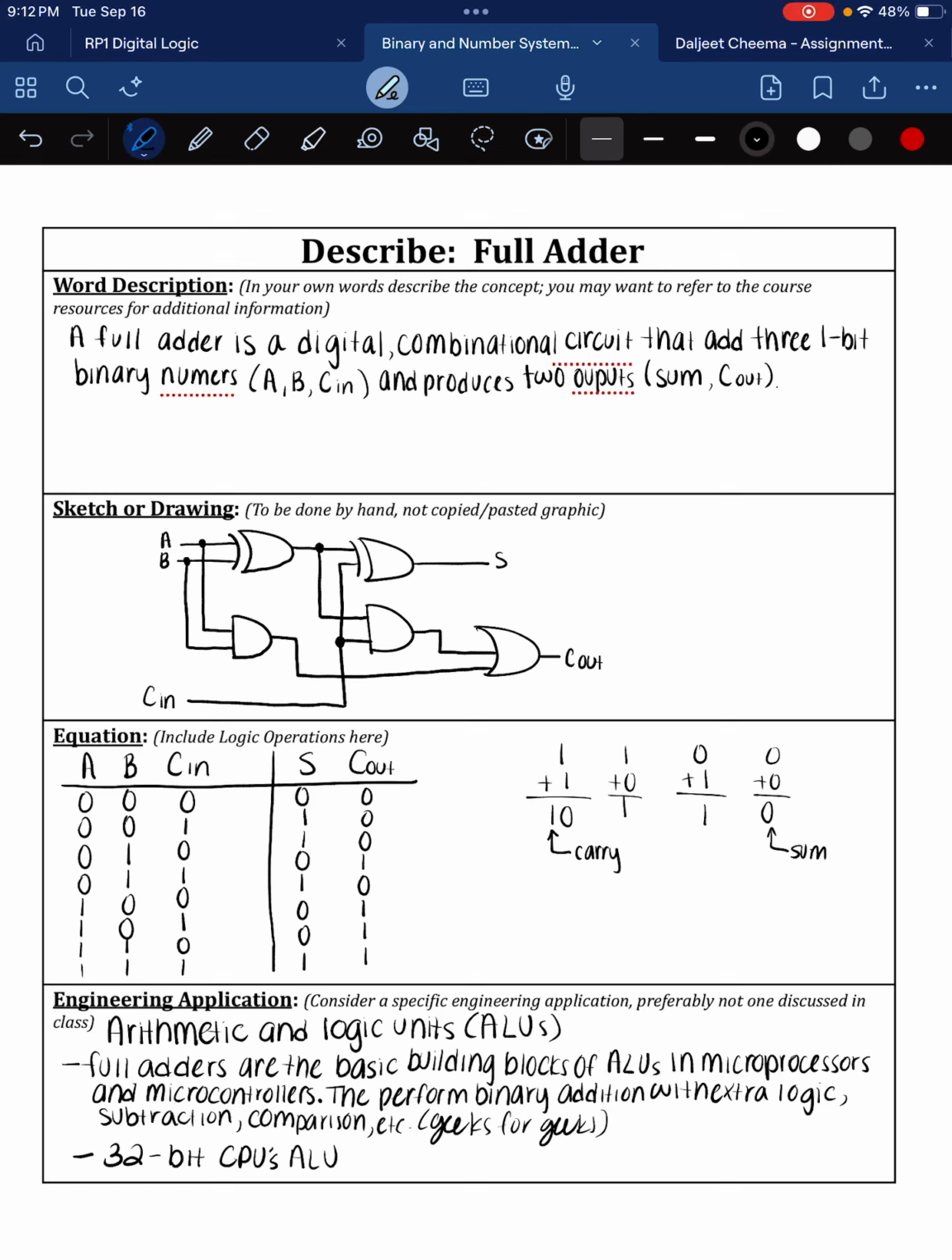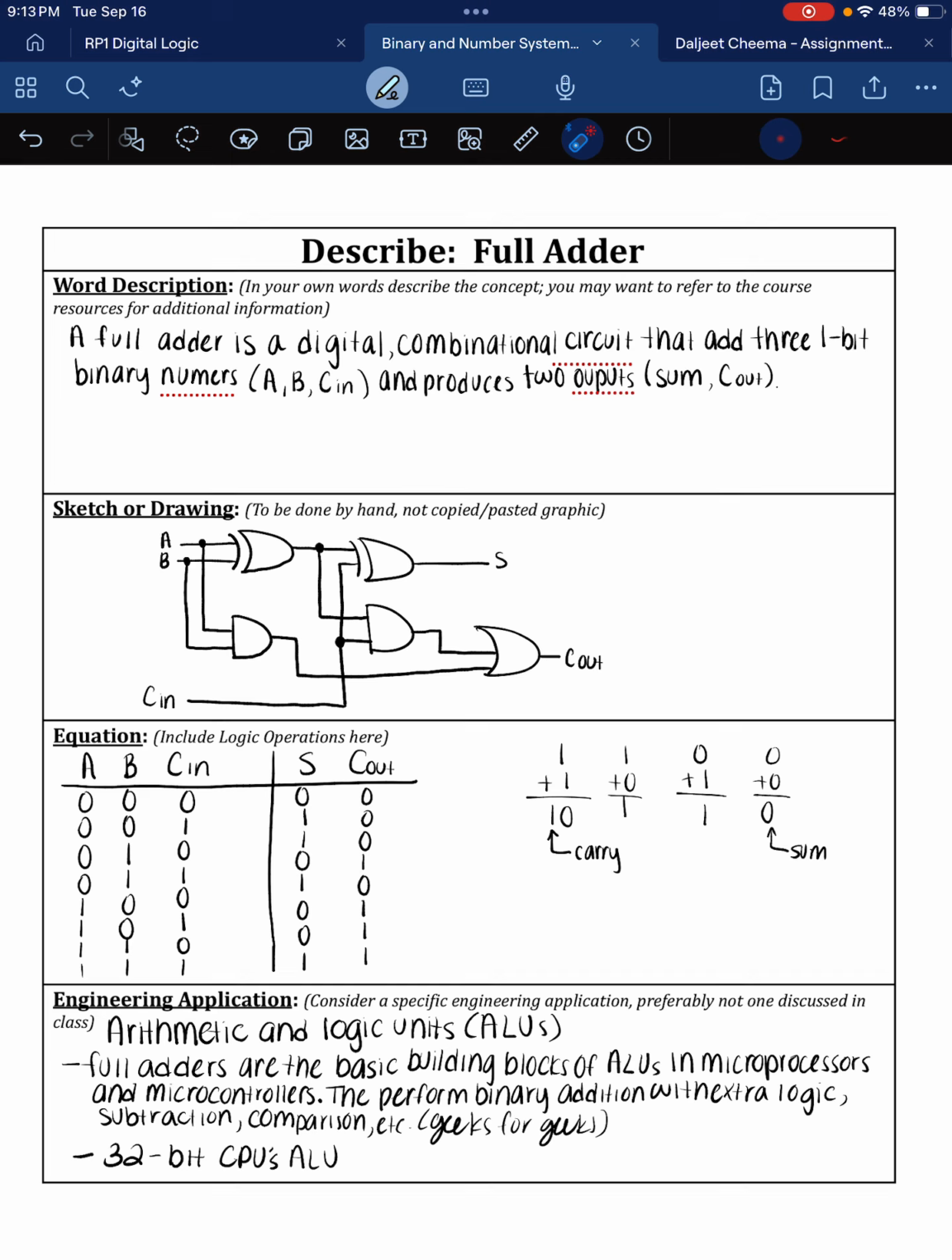Okay, so for my describe sheet, I decided to discuss full adders. Starting off with the definition, a full adder is a digital combinational circuit that adds three 1-bit binary numbers, A, B, and carry input, and produces two outputs, the sum and carry out.